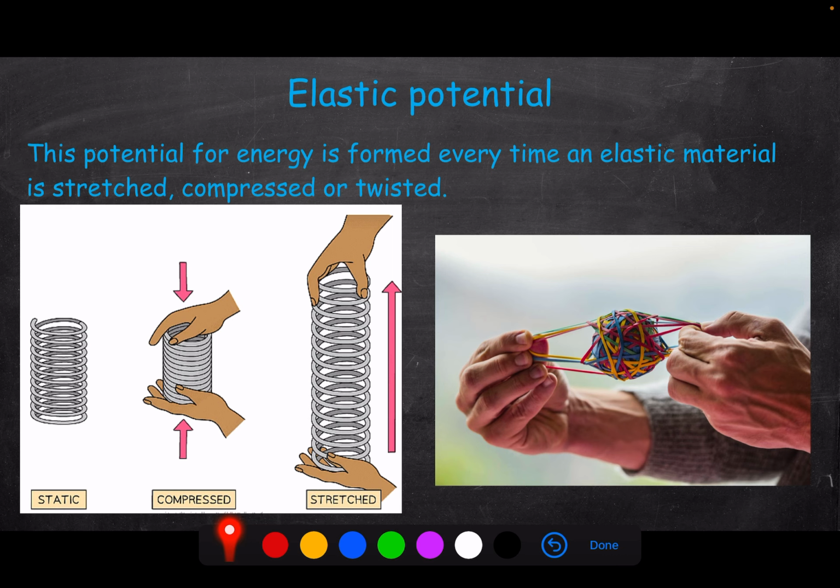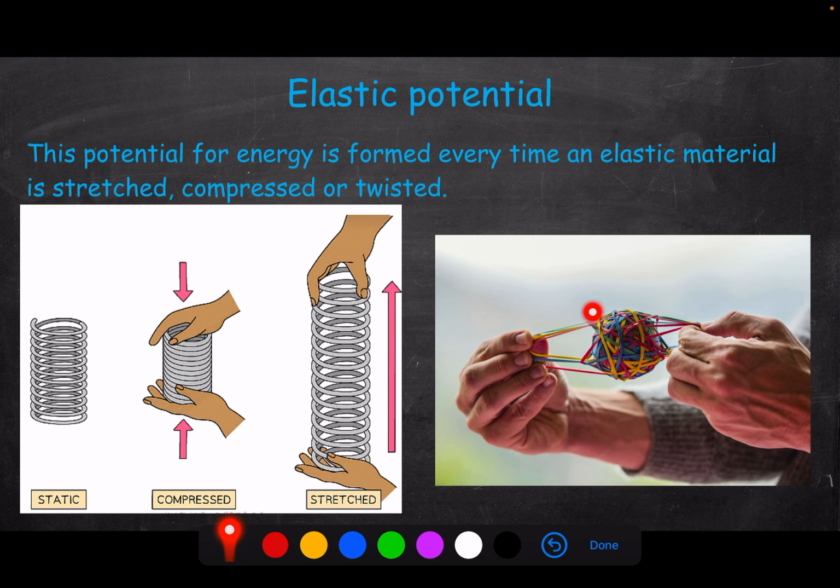This potential for energy is formed every time an elastic material is stretched, compressed, or twisted. So if we look at this image here, we see a spring, and when the spring is static, which means not moving, or at rest, this is its shape. If we compress the spring or stretch it out, we create elastic potential in the elastic material. And once we release our force on the spring, it will move in such a way that it will return to its static or resting shape. And this movement comes from the elastic potential that was created. So elastic potential is then converted into kinetic energy.